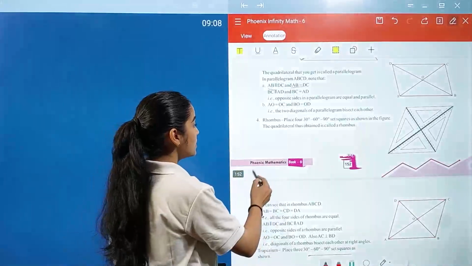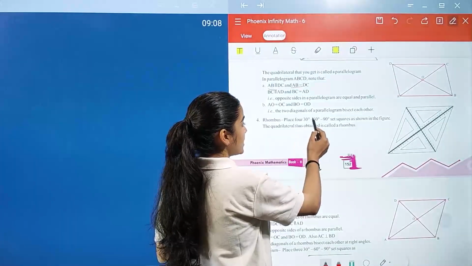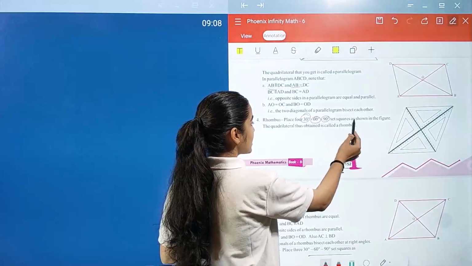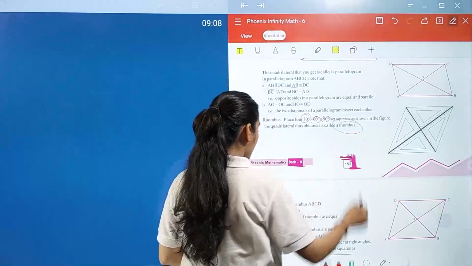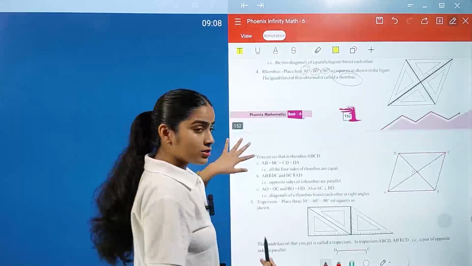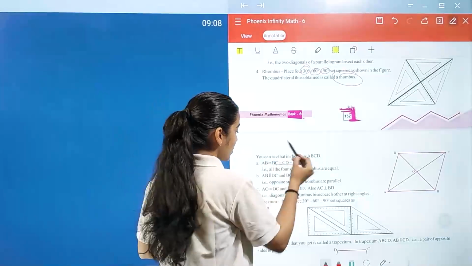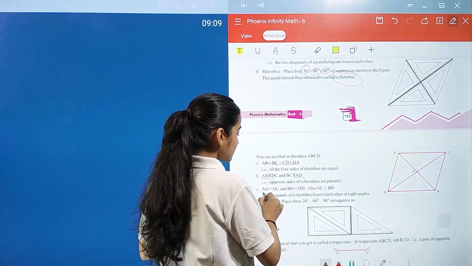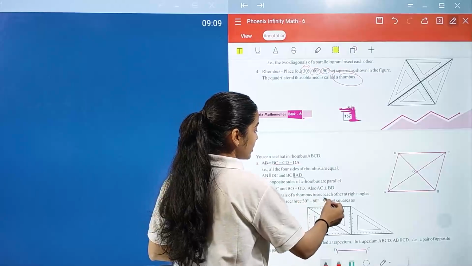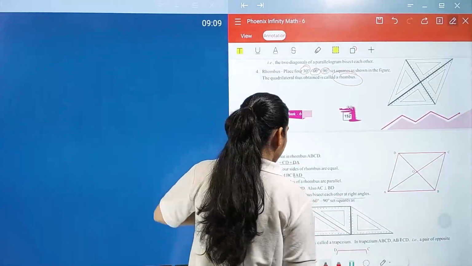Next we have rhombus. So you have to place 30 degree, 60 degree and 90 degree set squares as shown in the figure. The quadrilateral thus obtained is called your rhombus. In rhombus, as in a square, all four sides are equal to each other, opposite sides are parallel to each other, and diagonals of a rhombus bisect each other at a right angle.